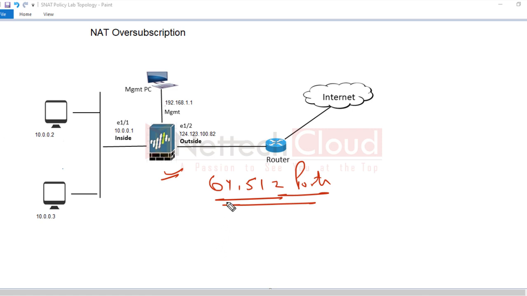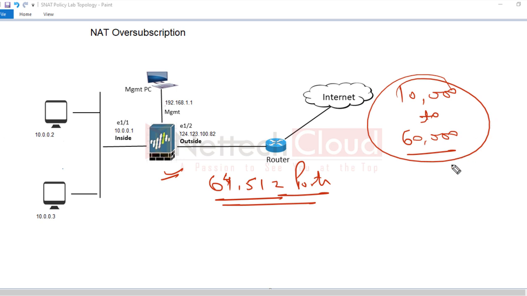64,512 ports total means 64,512 concurrent sessions. How many sessions? The number of sessions is equal to 64,512, right? Checkpoint firewall uses port numbers from 10,000 to 60,000, so there are 50,000 concurrent connections in Checkpoint firewall, because source port numbers are used from 10,000 to 60,000.